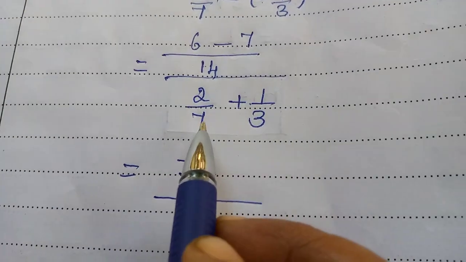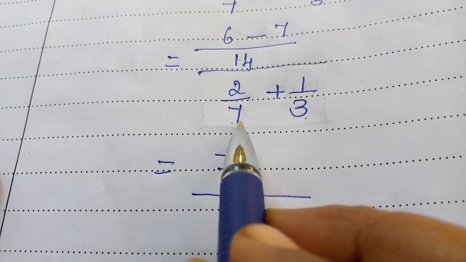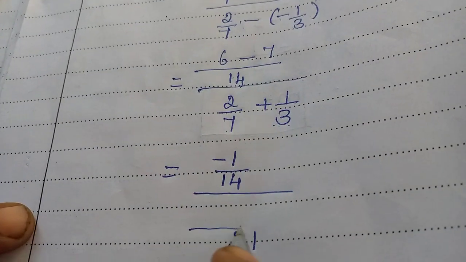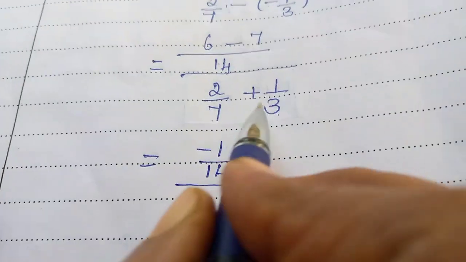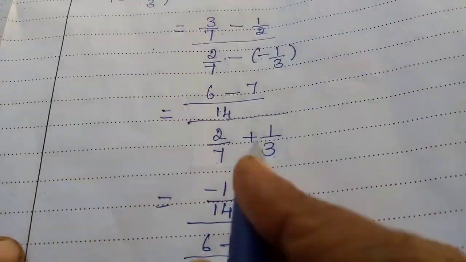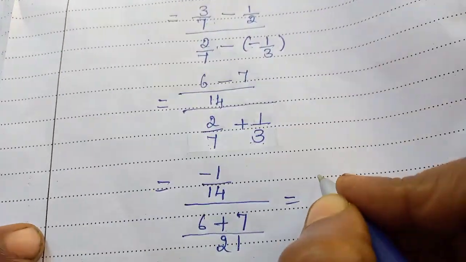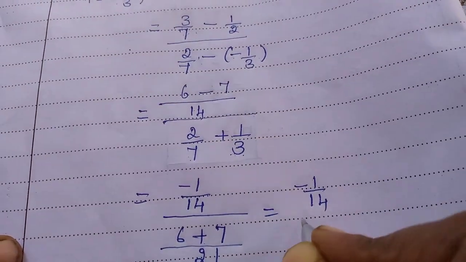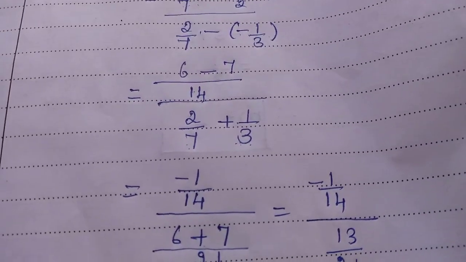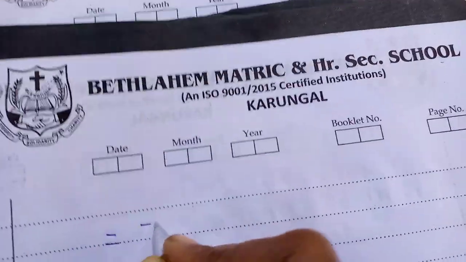let's do the denominator. Here also 7 and 3 are there. Take the LCM. What is the LCM of 7 and 3? 7 3s are 21. Is it? 21. So what is the numerator? 2 3s are 6 plus 7 1 is 7. That is equal to minus 1 by 14 divided by 6 plus 7, 13, divided by 21. That is equal to minus 1 by 14.